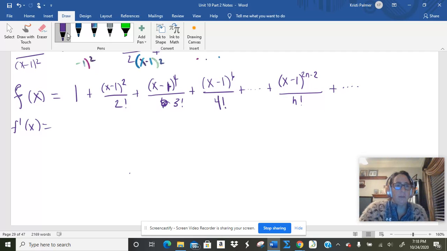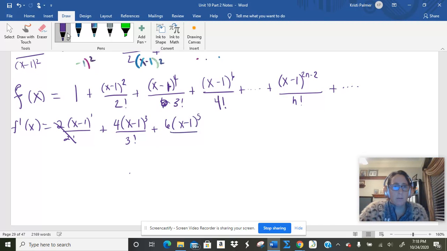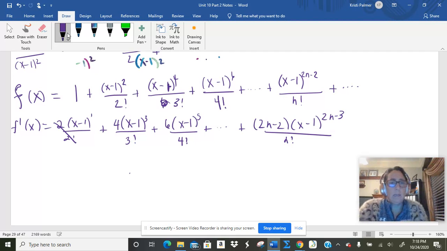First derivative, 0. This one, I'm going to bring down. Those cancel. This one, I'm going to bring down my 4. Still have that. This one, I'm going to bring down my 6. Still have that. Then I can bring down this guy, subtract 1, and I still have that. And let's go to the second derivative now.